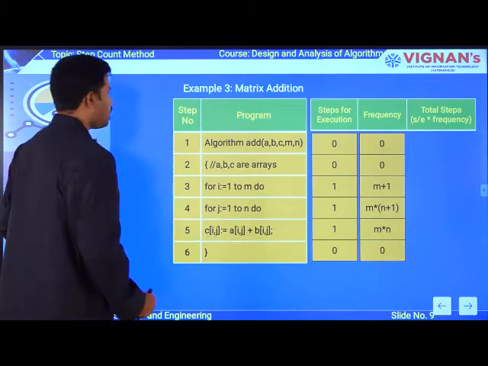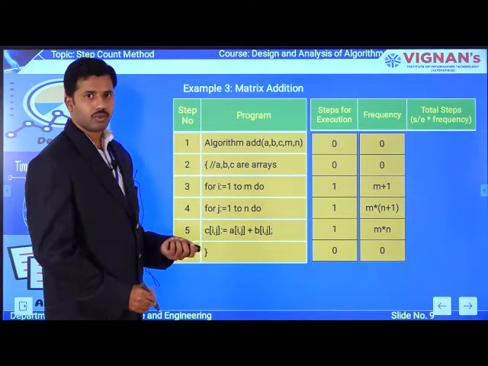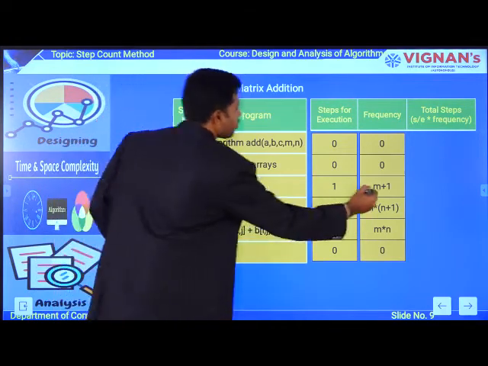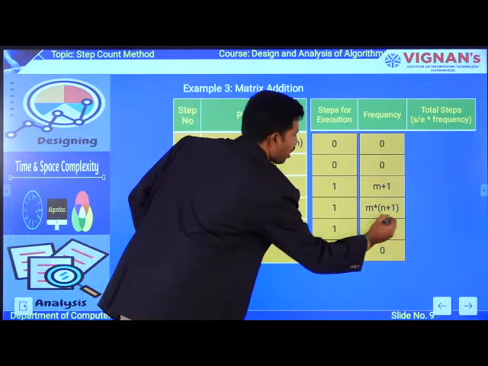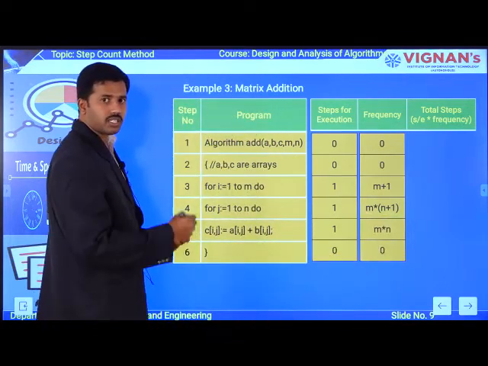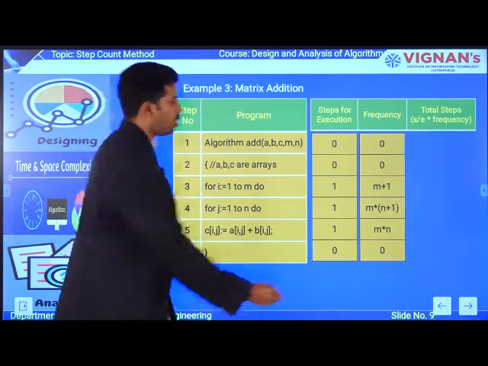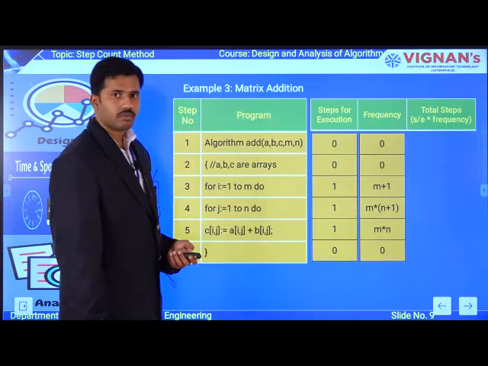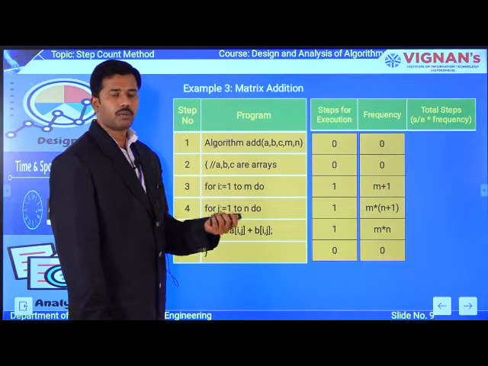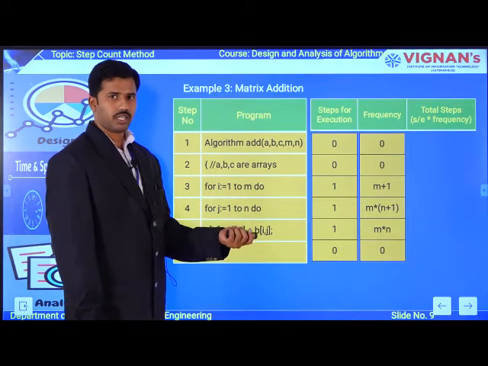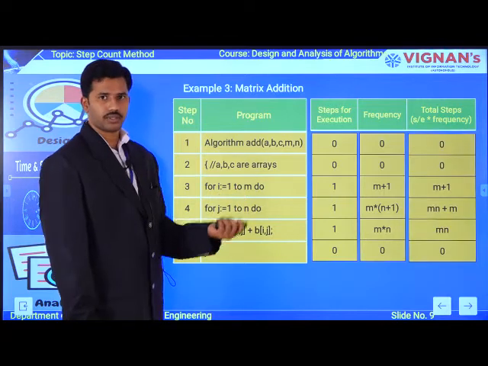So likewise, first of all you need to trace the algorithm to update the values like this. The frequency for the third instruction is m plus 1, the frequency for the inner for loop is m of n plus 1, and the frequency for the statements inside these two for loops is m into n. Now we update the third parameter by applying multiplication on the first parameter as well as the second parameter. So the values are going to be updated like this.